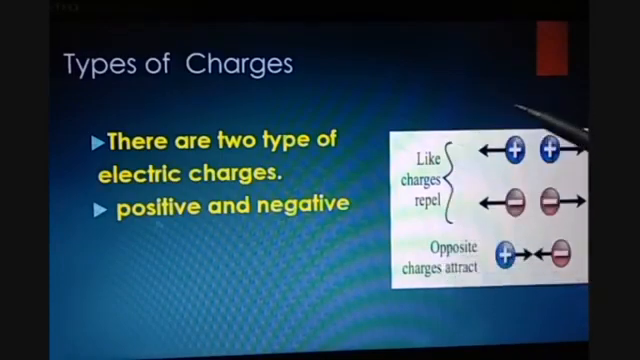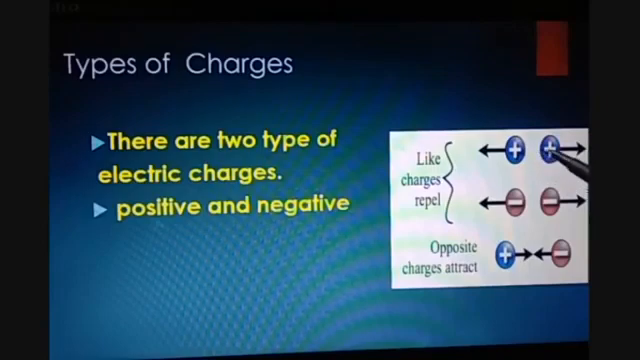As you can see here, when we have two positive charges and they come in contact with each other, they will repel each other and move away from each other. Same happens in the case of two negative charges, but when one positive charge comes in contact with one negative charge, these two charges attract each other.